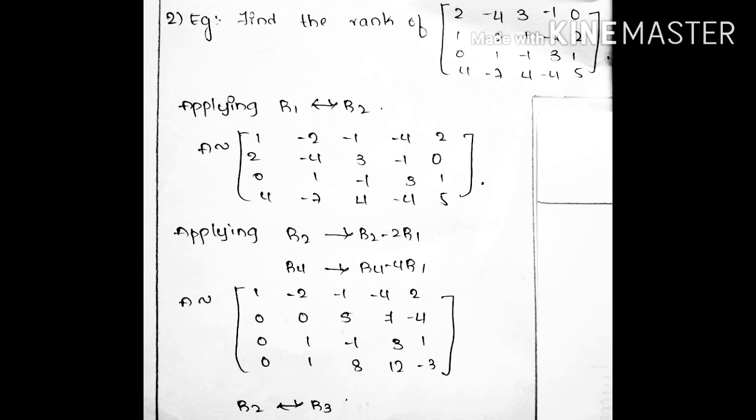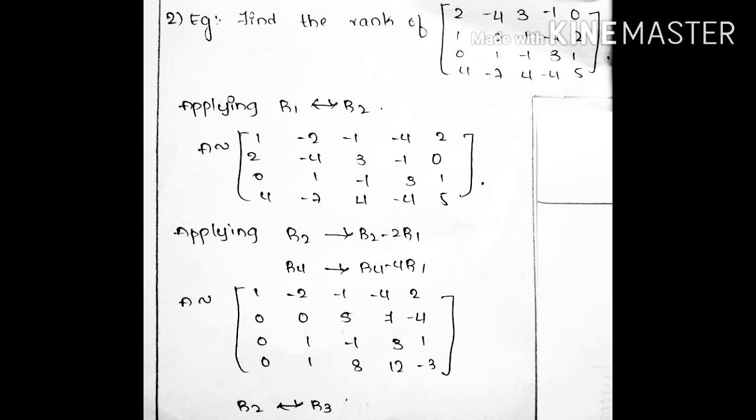Now the second problem, find the rank of the matrix. The first row is 2, minus 4, 3, minus 1, 0. Second row 1, minus 2, minus 1, minus 4, minus 2. Third row 0, 1, minus 1, 3, 1. Fourth row 4, minus 7, 4, minus 4, 5. So here we have to find the rank. Here I am going to apply the echelon form.